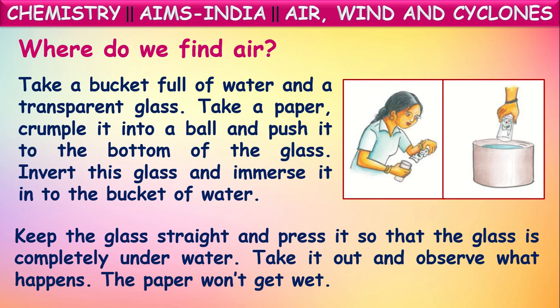Even though we immersed this glass into the water, the paper inside the glass won't be wet. Why? Because water does not enter into the glass even though we immerse it. Inside this transparent glass, there is air. Air won't let the water enter into the glass because this place in the glass is already occupied by air. This proves that air occupies space.